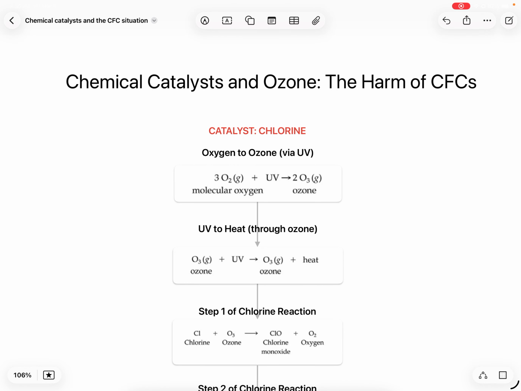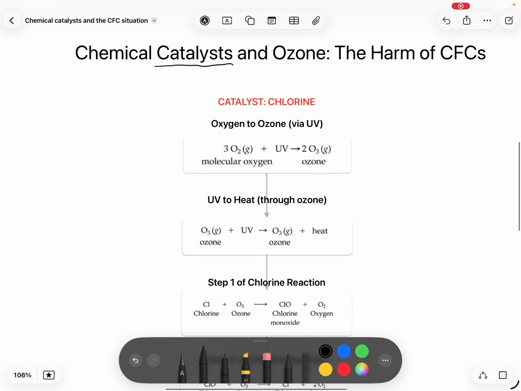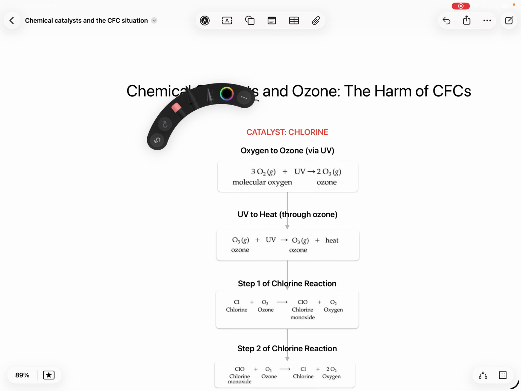In this video, we're going to be discussing the concept of chemical catalysts and ozone, and these two concepts' relation to the harm of CFCs, which are compounds that were previously discovered to be destroying the ozone layer through a series of chemical reactions. Okay, so here we have the concept of chemical catalysts. We're going to start off by discussing how these catalysts work with the CFCs to destroy the ozone layer, as they were discovered to be doing.